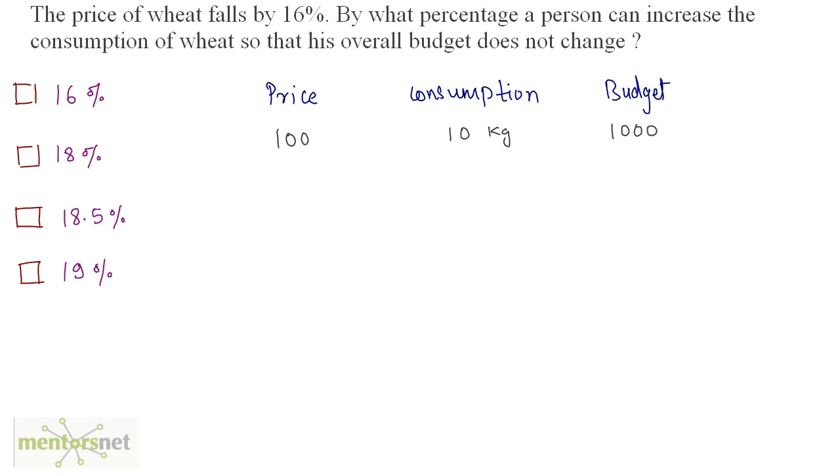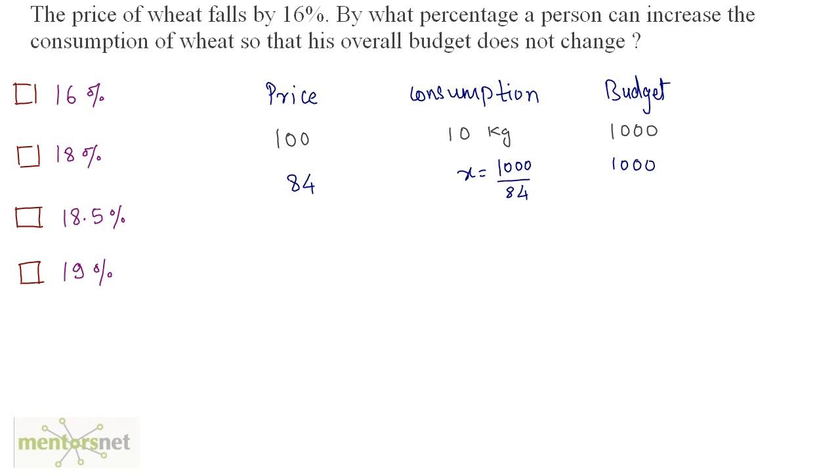Next, the price of wheat falls by 16%. So we have 100 minus 16 as 84. So the price of wheat becomes 84. So the consumption needs to be increased. Let's say it is X, so that the budget does not change. So the budget remains the same. So 84 times X is equal to the budget, which is 1000. So X is equal to 1000 by 84.